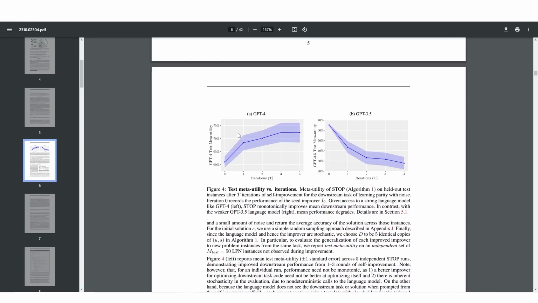Now, one thing that was interesting from this paper is that although it does actually work, you can see on this chart, the GPT-4 on the test meta utility does improve from 60% to 75%, we can see that GPT-3.5, interestingly enough, does decrease in its ability after 4 iterations.